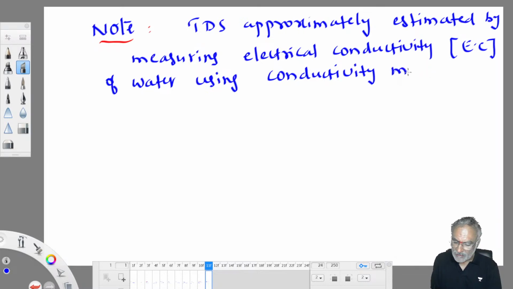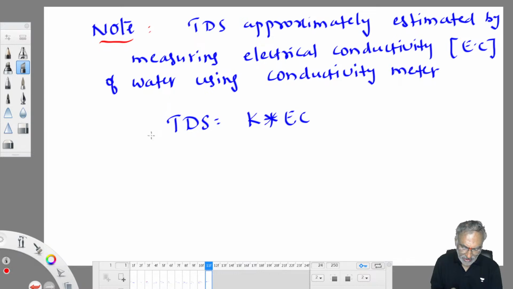A conductivity meter is a digital electronic device, like a nephelometer. It is a digital electronic device that quickly measures TDS in water. So TDS in water is equal to K times electrical conductivity. That's how we can work it out.